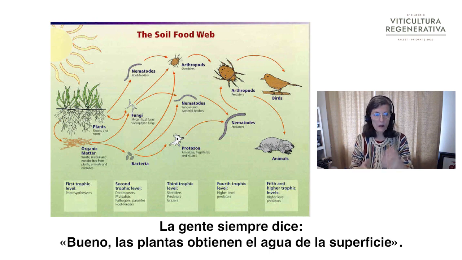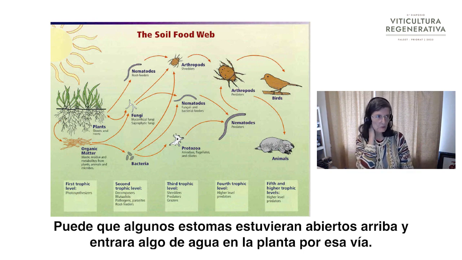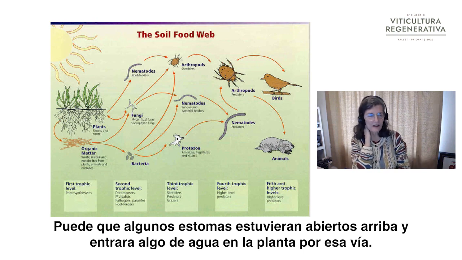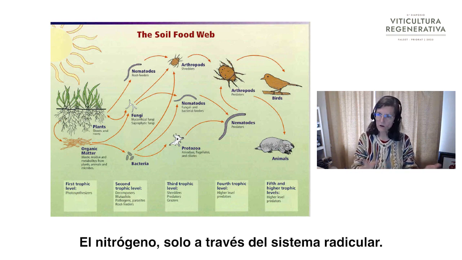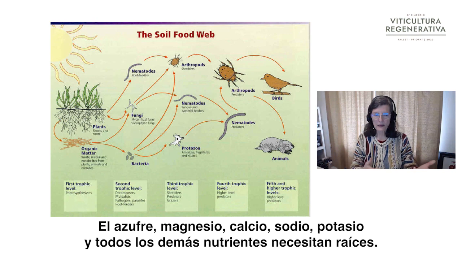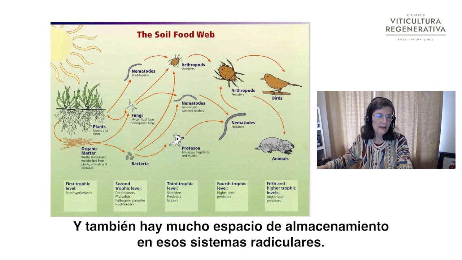And people will always say, well, plants get their water from above ground. No, where it enters into the plant is through the root system, or the greatest percentage is through the root system. Maybe a few stomata were open upstairs in the above ground, and a little bit of water got into the plant that way. Nitrogen only through the root system. Sulfur, magnesium, calcium, sodium, potassium, all the rest of the nutrients have to have roots. So how important are the roots of the plant to the plant? And there's a large amount of storage area in those root systems as well.